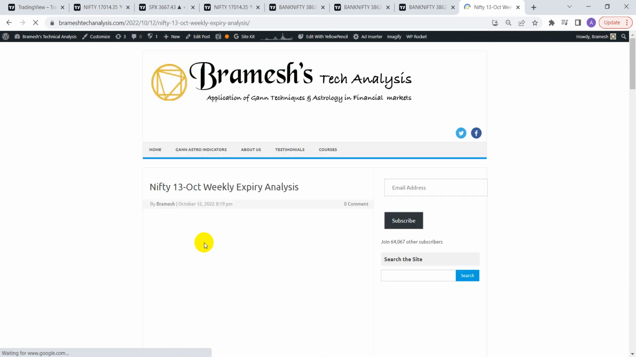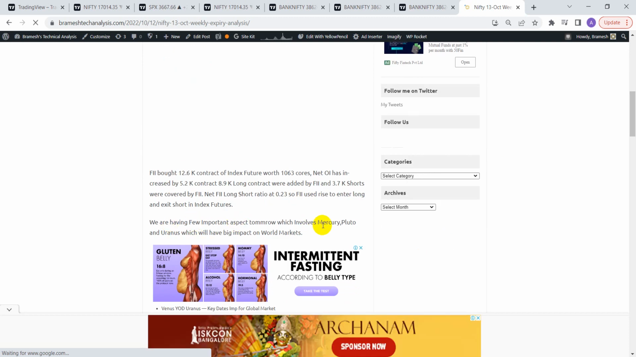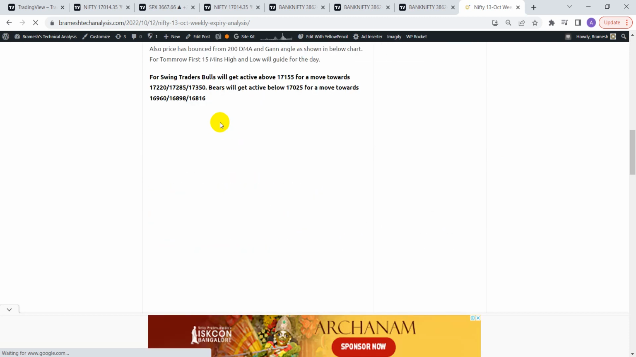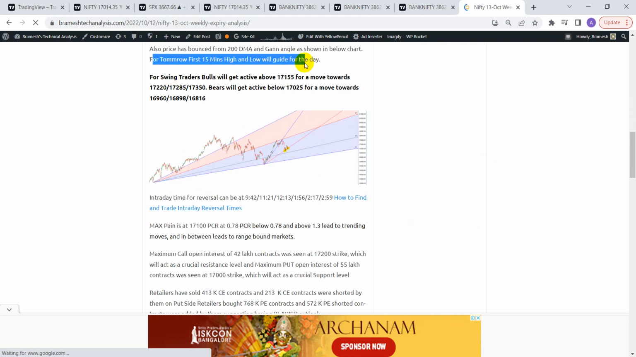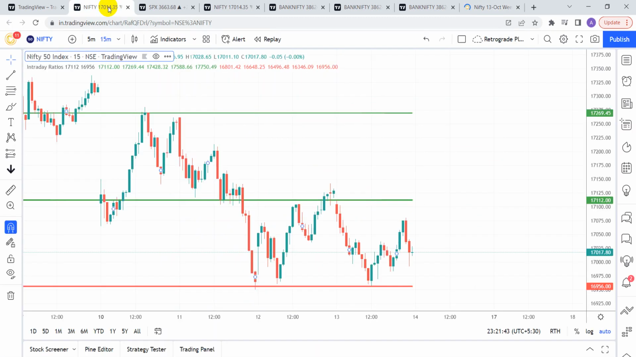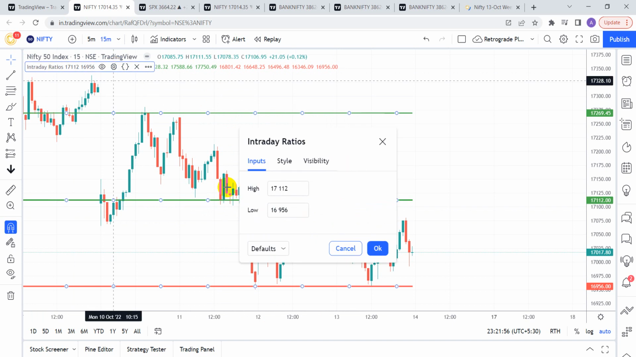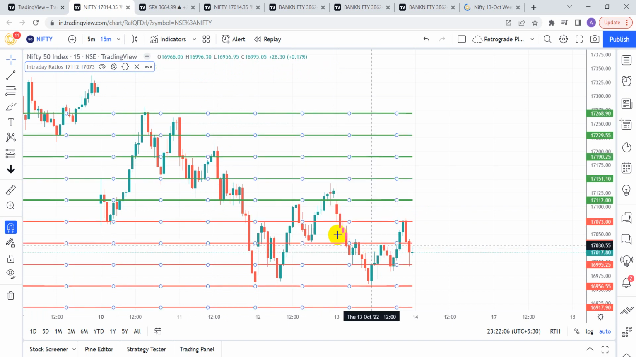In this, we have clearly mentioned: note down the first 15 minutes high and low, and it will guide you on what could be the potential move of the market. We have a few important aspects tomorrow, which involve Mercury and Pluto, and the first 15 minutes high and low will guide for the day. So what we have to do is come to Trading View. This is the 9:15 candle: 17112 and 17073. You click on this indicator, and in the settings just type 17112 and 17073. Just put these values and you'll get these.